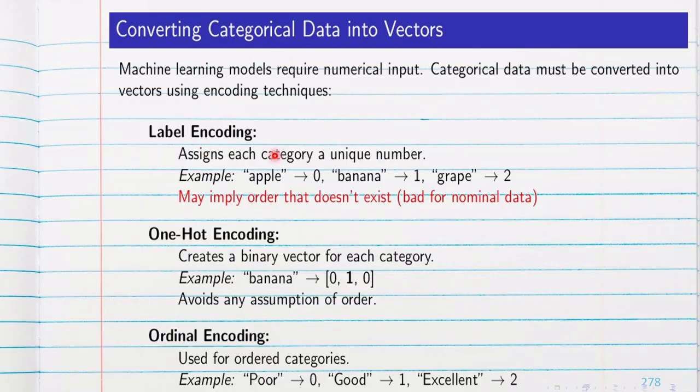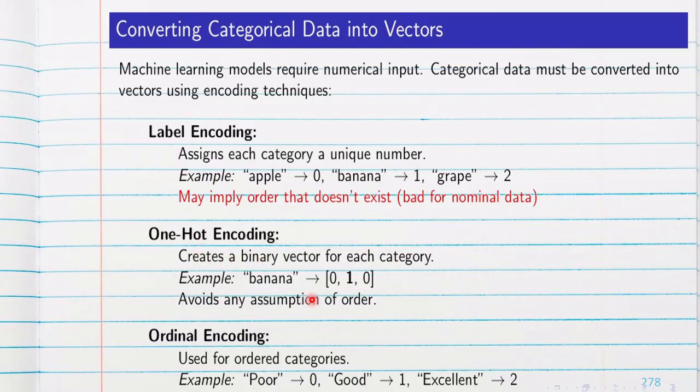Label encoding means we will assign a unique number to each category. For apple, 0. Banana, 1. Grape, 2. Like that, we will assign a unique number. So it implies an order that does not exist. That is bad for nominal data. If there is no order, it will be bad.